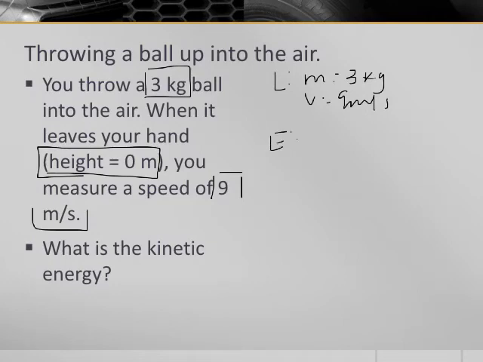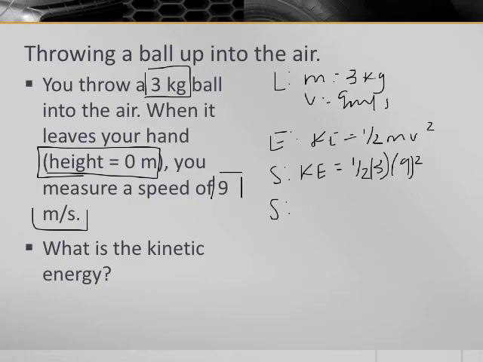And our equation is going to be KE equals 1/2 mv squared. If we substitute in our knowns, KE is equal to 1/2 times 3 times 9 squared, right? Which becomes 81 times 3 divided by 2, or 121.5. Your units will be joules. So that's the first part of this problem.